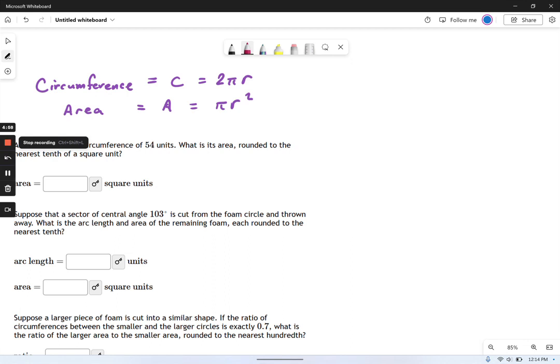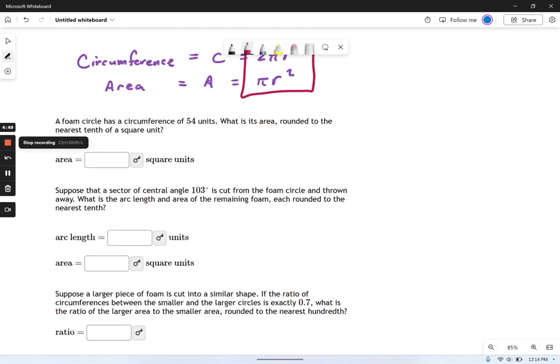Circumference and area of a circle are need-to-know formulas. You have to memorize these things. You're going to be tested on them several times during high school. So let's use these in this problem right here.